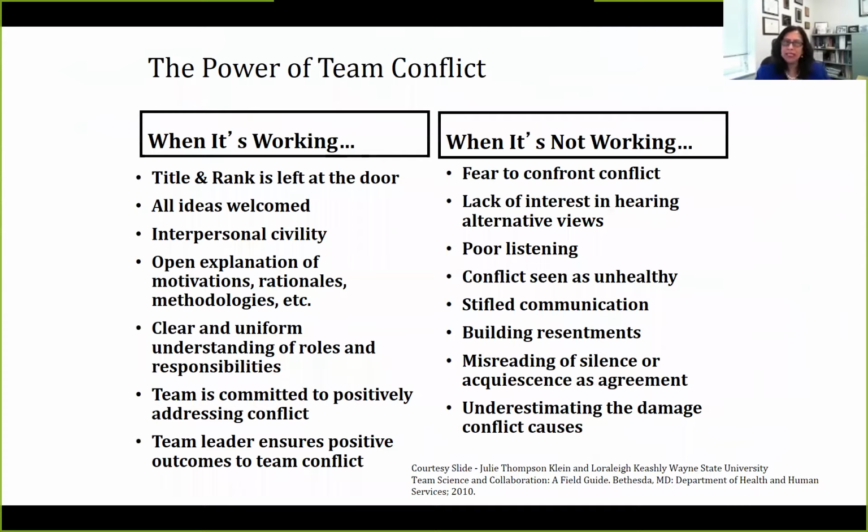And when the team is dynamic and the power of conflict has been removed, when it's working, people leave the title and rank at the door. And I think this is very important, because when you work here to solve a problem, the title or the rank probably does not have a place. But I think, again, for us in academic institutions, it is very, very difficult to do that. All the ideas are welcome.